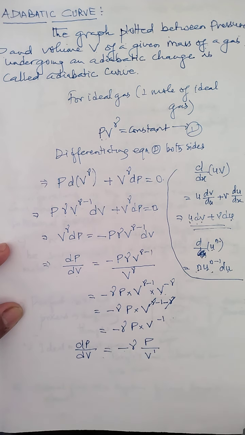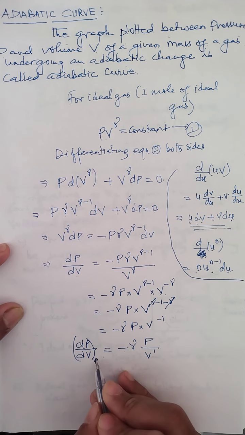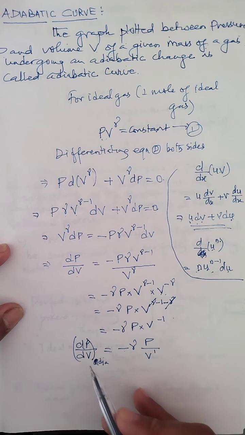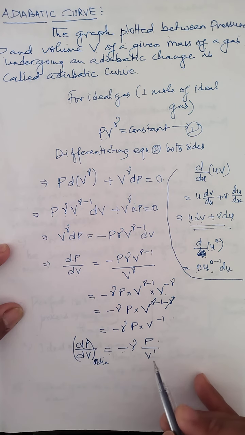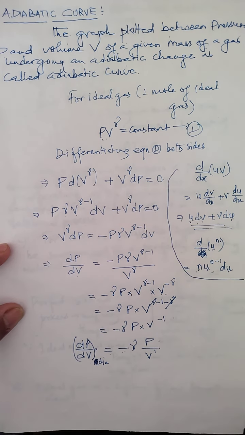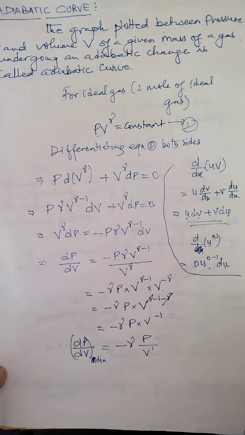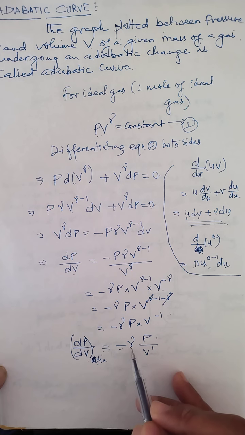Minus gamma P by B. Now this is actually the slope. This is the slope, but for what process? Adiabatic process. Similarly we calculated the slope for the isothermal process also. In case of isothermal process, the slope was minus P by B. Now the slope of adiabatic process is dP by dB equals minus gamma P by B. So children, if it is asked in the examination to derive or to write the slope of the adiabatic process, it is given by dP by dB adiabatic equals minus gamma P by B.